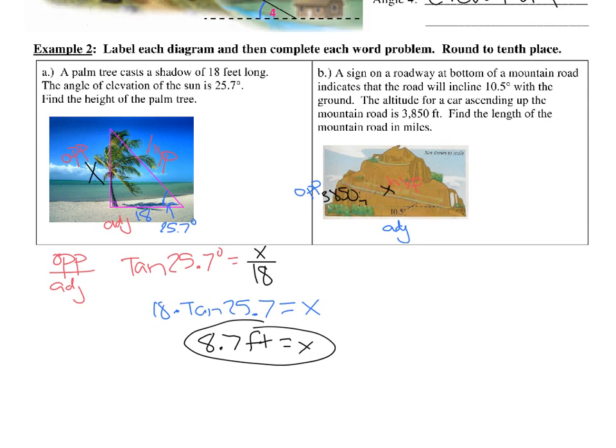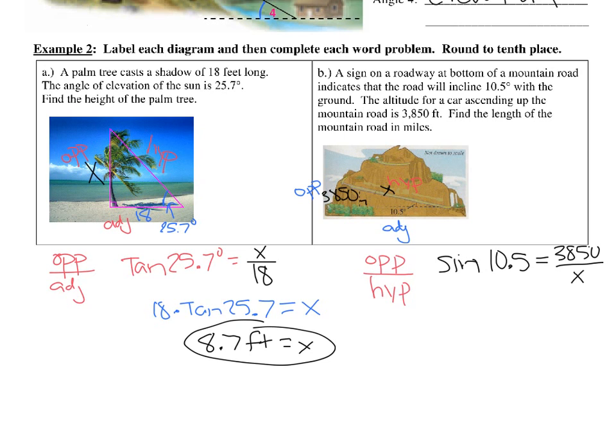So there's my x. Based on the location of the angle, I've listed the opposite side, the adjacent side, and my hypotenuse. What we're given is the opposite, and we're not given anything else, but we are looking for the hypotenuse. So if we're doing opposite over hypotenuse, we're going to be using sine. So sine of 10.5 degrees is equal to opposite, 3,850, over x, because that's what we don't know.